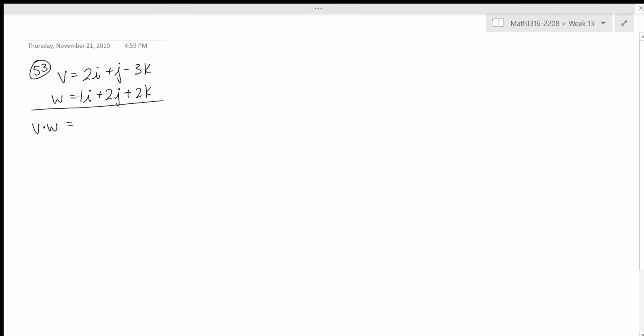Here we go. So 2 times 1 is 2. Again, 2 times 1 is 2. And what about negative 3 times 2? Negative 6. Add them up. Did y'all see? That went awful fast. Did y'all see how freaking easy that was? Because I can go through it again if I need to. That's done. That's the dot product.